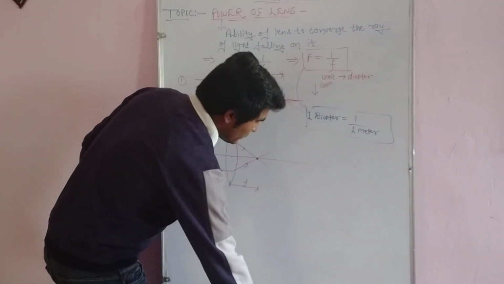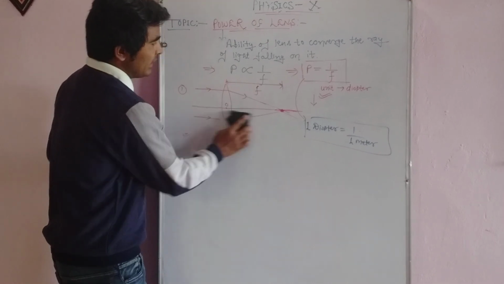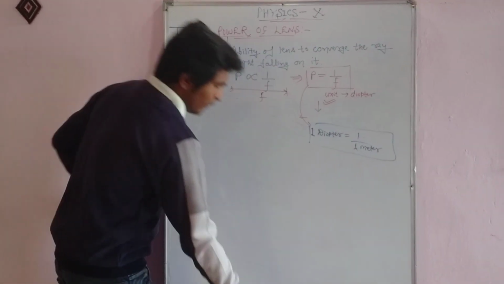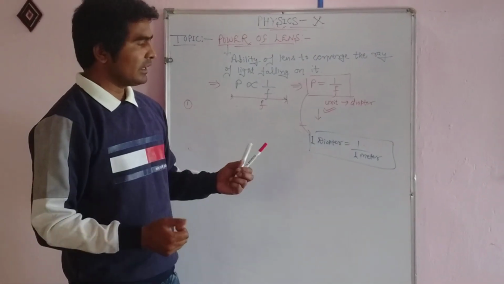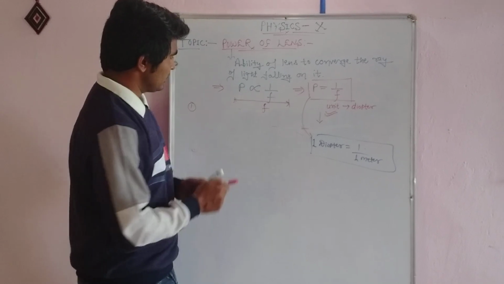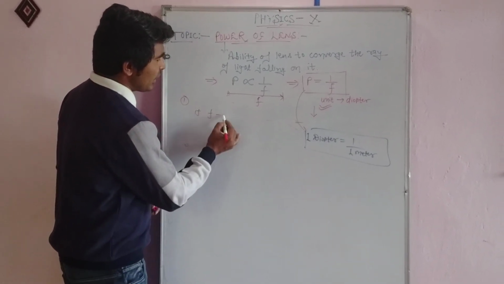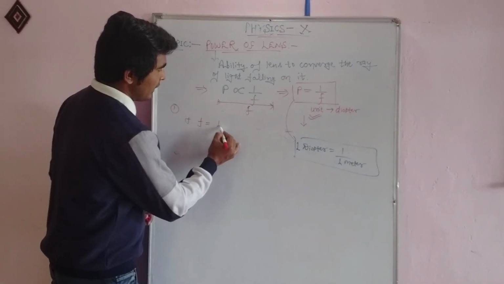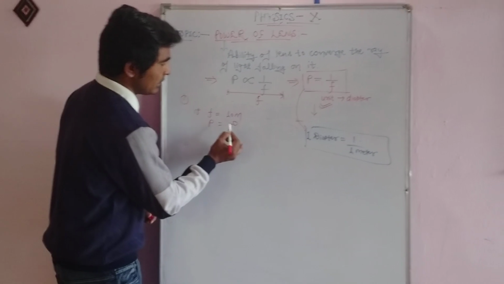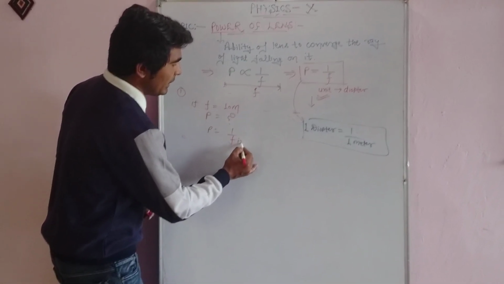Numericals related to power of lens. Dear students, to calculate the value of power of lens, focal length should always be in meter. Suppose F is equal to 10 meter, and you have to calculate the power of the lens. We know that P is equal to 1 upon F in meter.